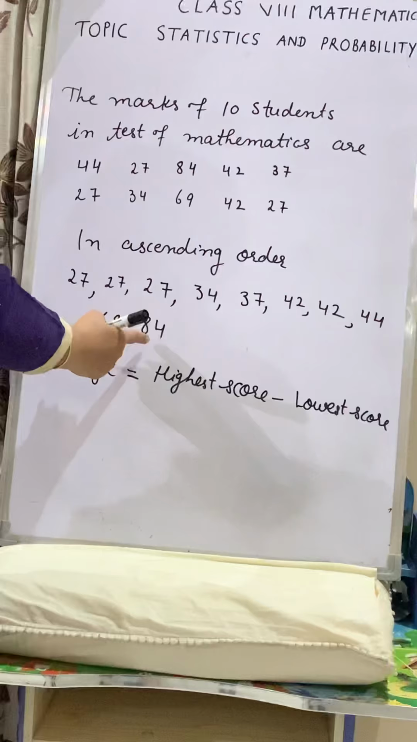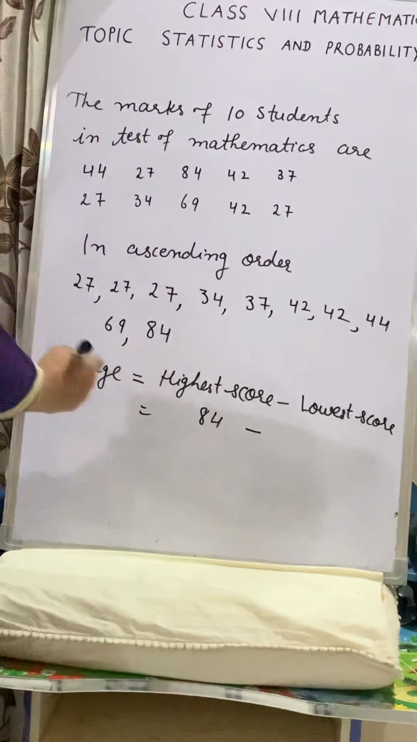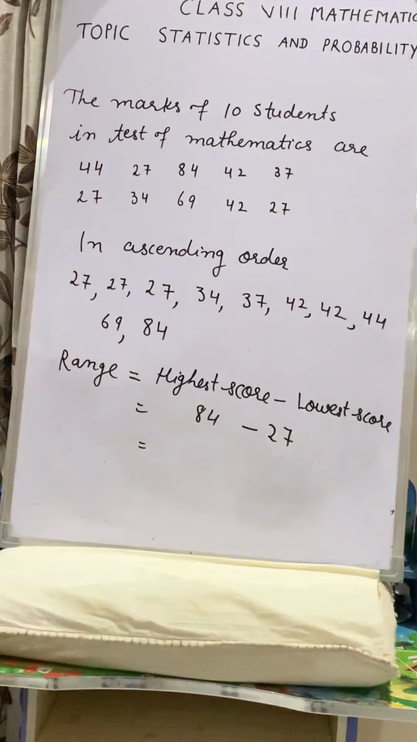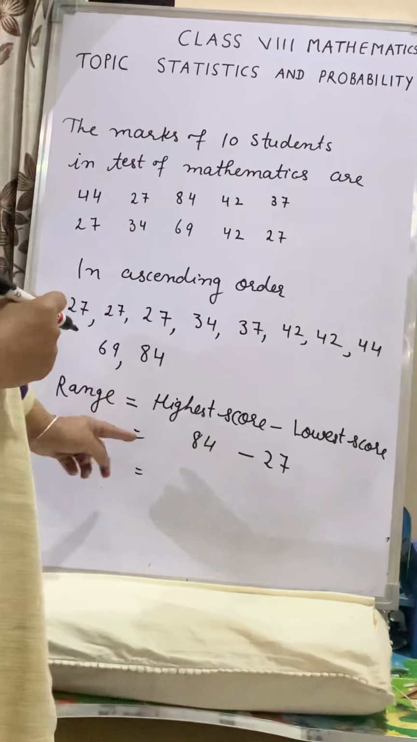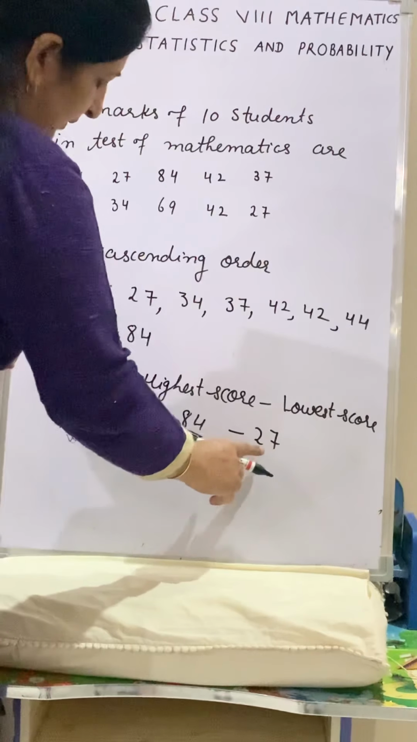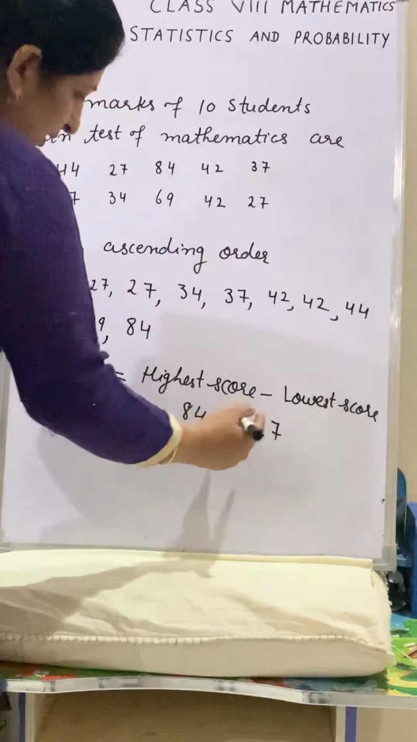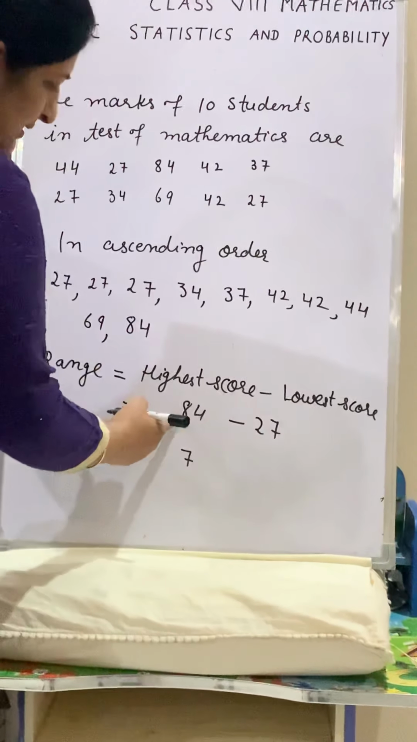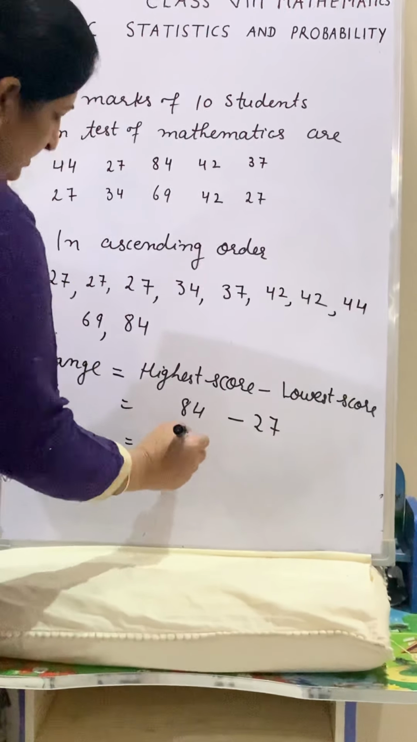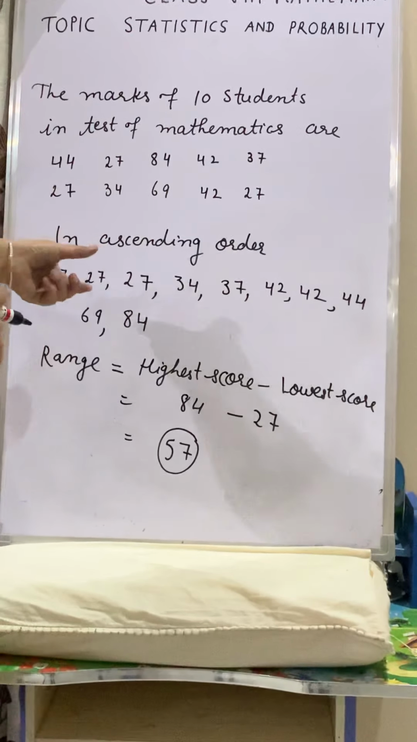What is the highest score here? 84. And the lowest score is 27. When we find the difference of highest minus lowest, we will find the range of data. When we subtract 27 from 84, we will get 14 minus 7 is 7, 7 minus 2 is 5. Then 57 is called the range of this collection of numbers.